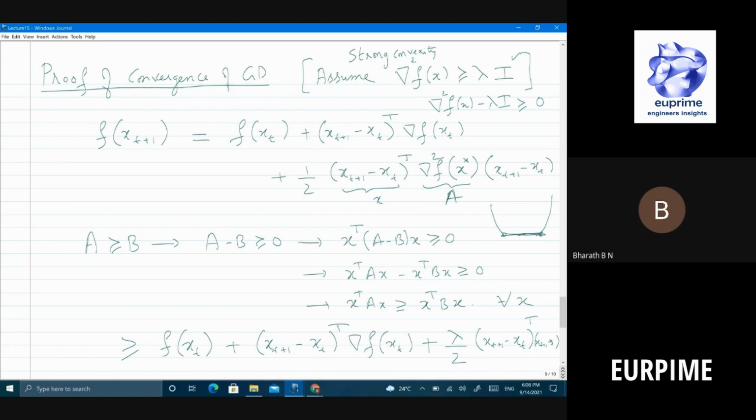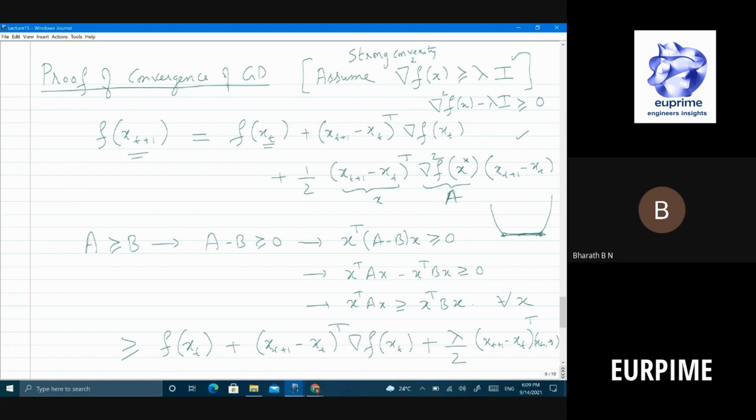Okay, so now what is the consequence of this? Let's look at the gradient descent itself. Let's see what happens when you move one step from xt. So this is your xt and this is your xt plus 1. You have moved one step. I can write this as f of xt plus... how did you get this first equation here? Can somebody tell me what was the rationale behind writing this? What is this called? Remainder form of Taylor series, right?